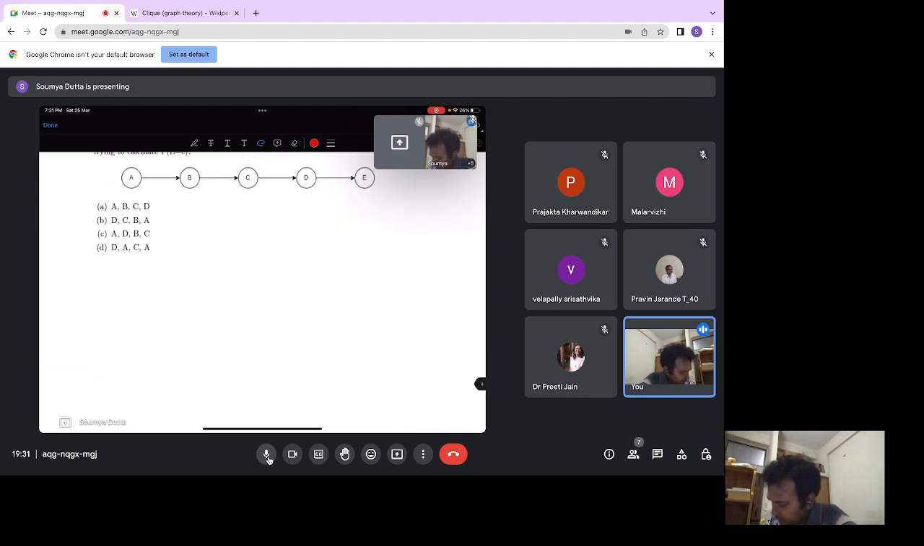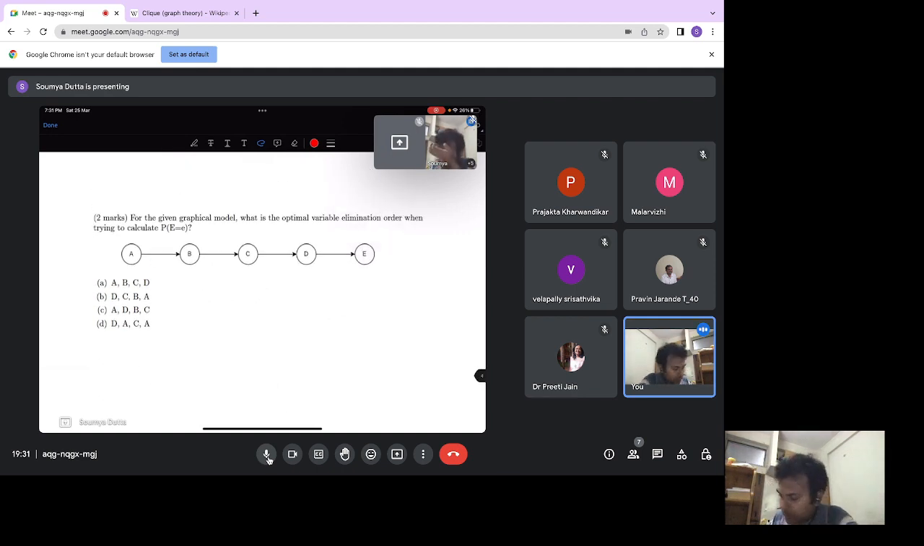Okay, so the final question is, for the given graphical model, what is the optimal variable elimination order in trying to calculate P of E equal to E? So P of E equal to E is basically the joint distribution marginalized over D, C, B, A, and this is A, B, C, D, E, right? So you marginalize over all the other variables and you get P of E equal to E.